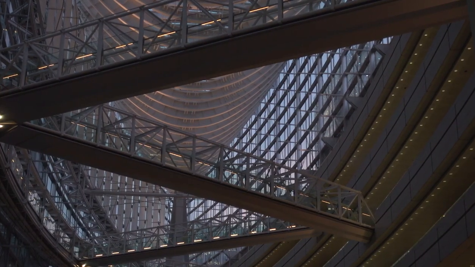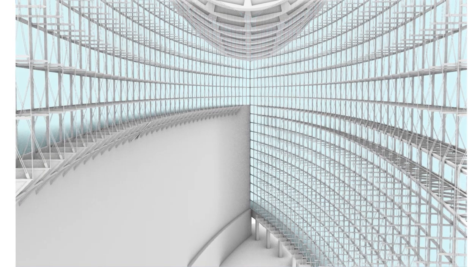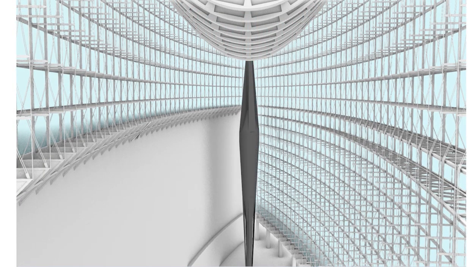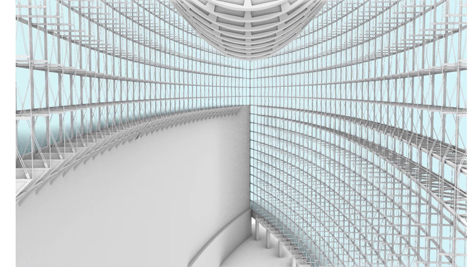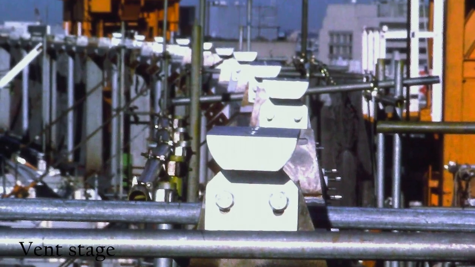How were these critical columns that transfer the entire building's horizontal forces constructed? After completing the glass hull cable truss and installing the roof, the main columns were erected. Before installing the main columns, a temporary structure needed to support the horizontal forces in place of the main columns. Obayashi Corporation constructed a temporary vent stage to address this issue, which also facilitated the roof installation and the construction of the main columns.